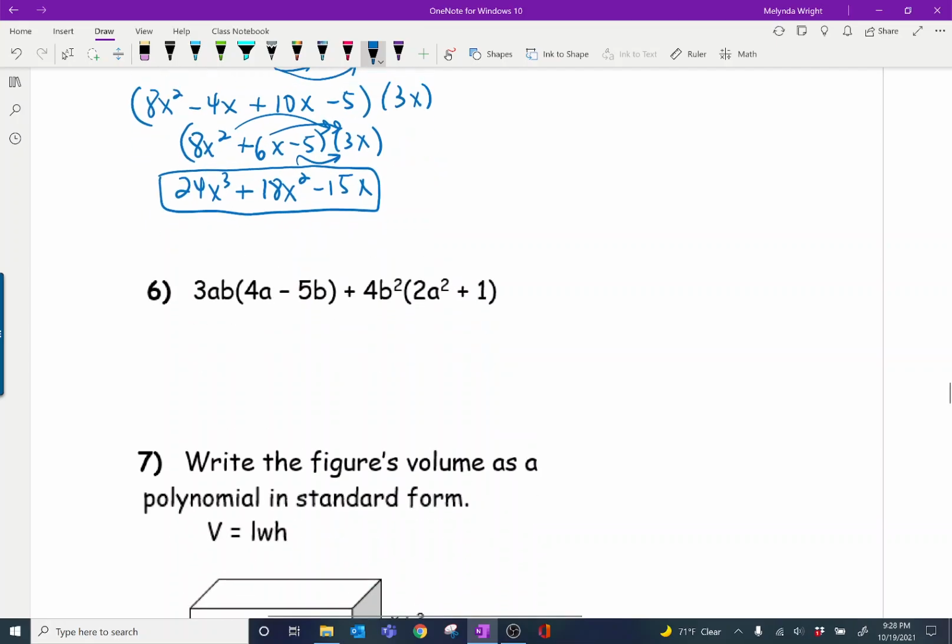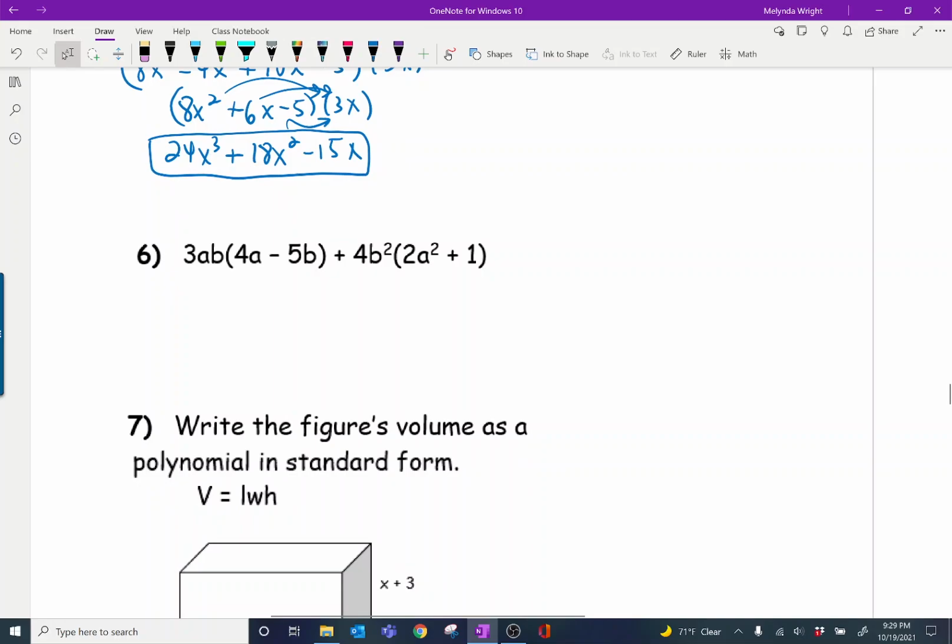Number 6. Now we're dealing with multiple variables, which can get a little crazy. But again, we are just going to do our distributing. So we multiply the common items together, like 3 times 4 is 12, we know that. And a times a is a squared. And there isn't a b to multiply by, so b times 1 is b. And now let's do the other one. 3 times negative 5 is negative 15. A times 1 is a. B times b is b squared.